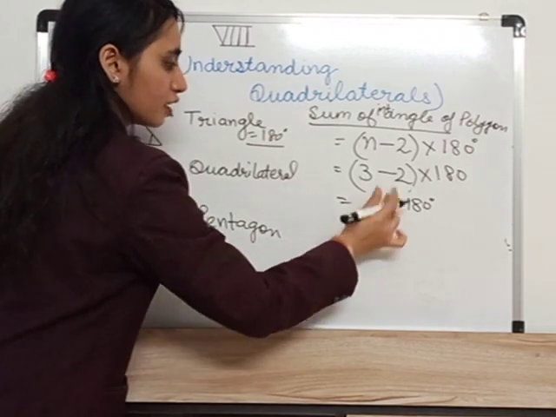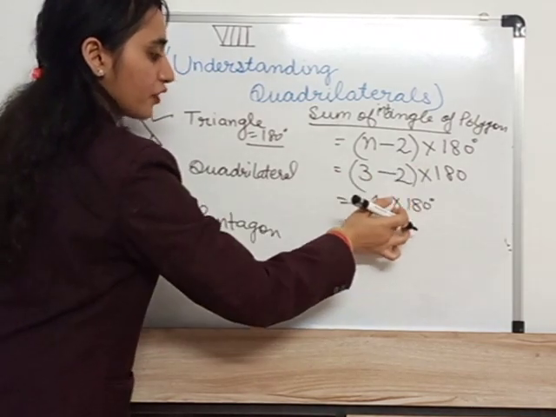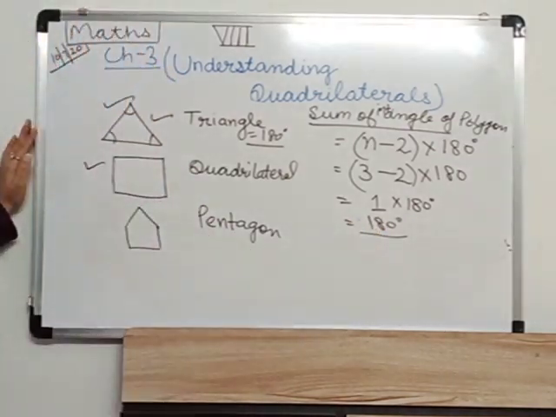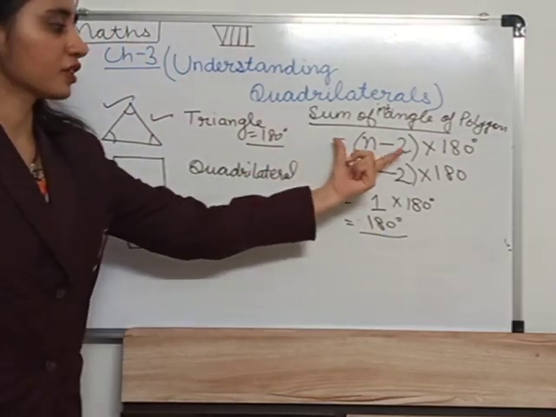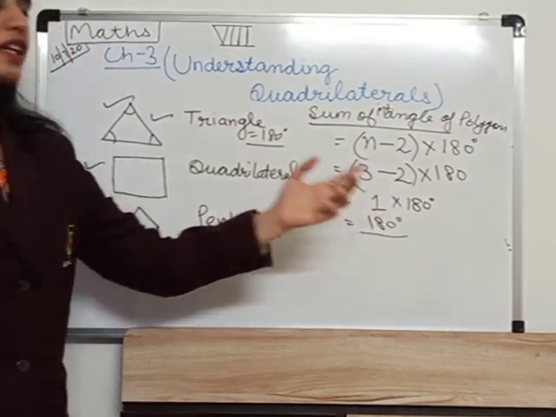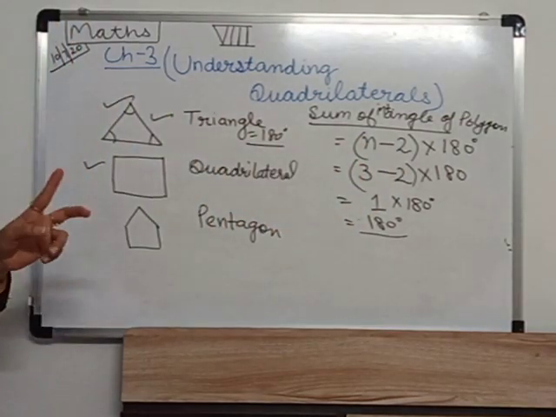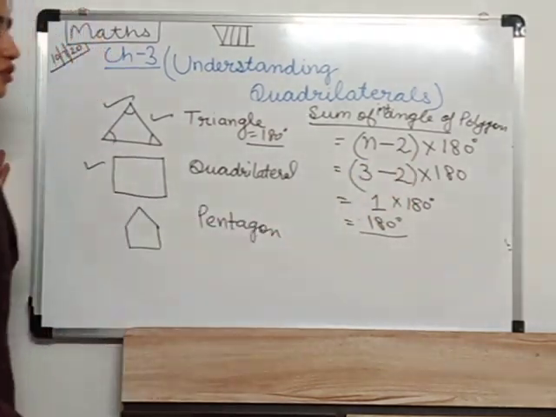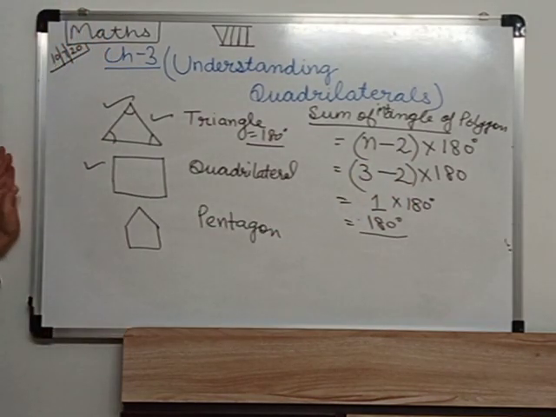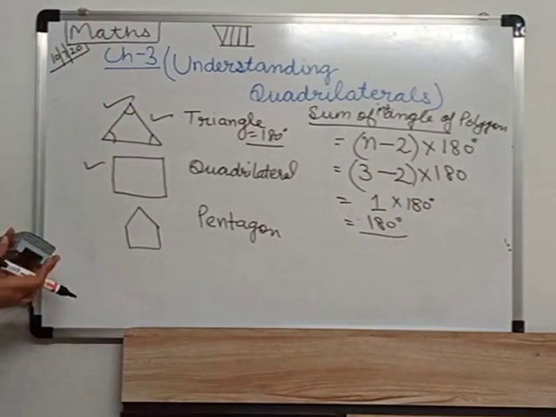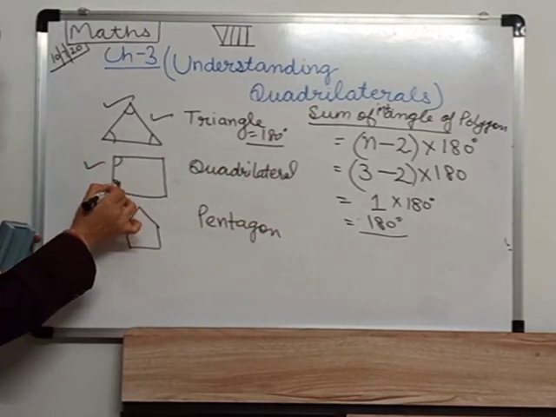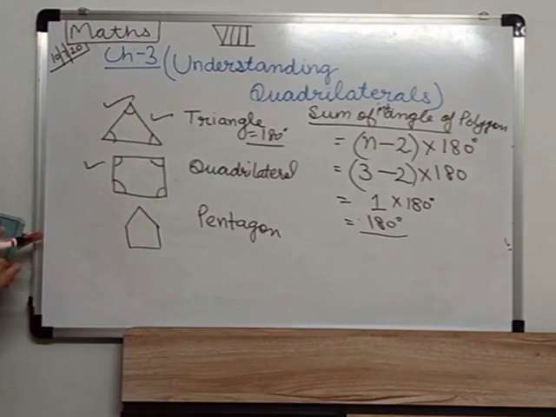So first solve this bracket term, then after that 1 is multiplied by 120. Our answer is 120. Like this way, by using this general expression for finding the sum of interior angles of a polygon, that is n minus 2 into 180. Okay. Now like this way find the sum of all the angles of a quadrilateral.